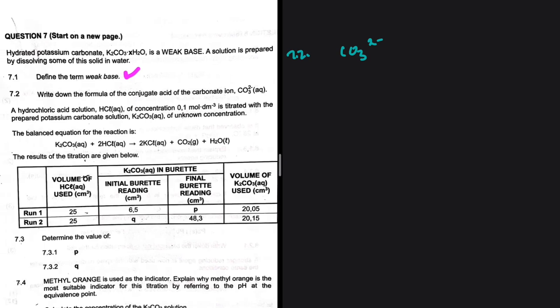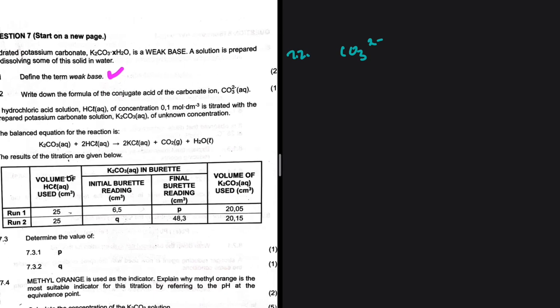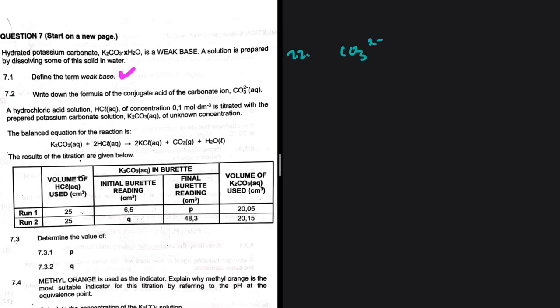So write down the formula of the conjugate acid of the carbonate ion, 7.2. CO3 to the 2 minus. Well, we can answer this question without any context, but let's just take a look at the question statement. Hydrated potassium carbonate K2CO3.H2O is a weak base.